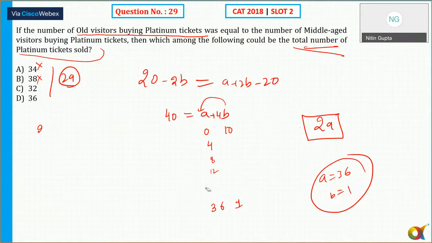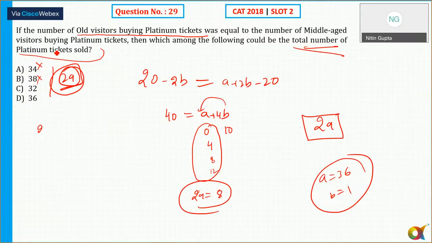Okay, it should not have taken this much time. So in the options, it is 2A, not A, and I had just taken A. So A is a multiple of 4, so 2A has to be a multiple of 8. Yes or no? So the correct answer is option number C, 32.